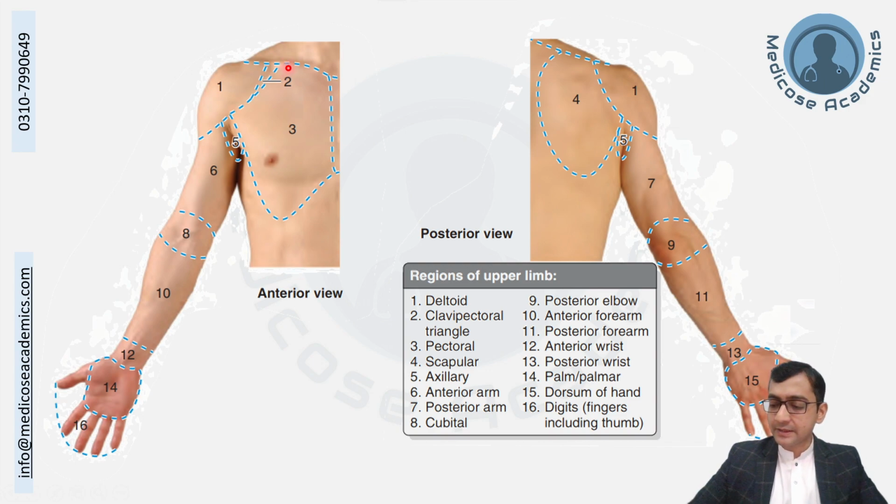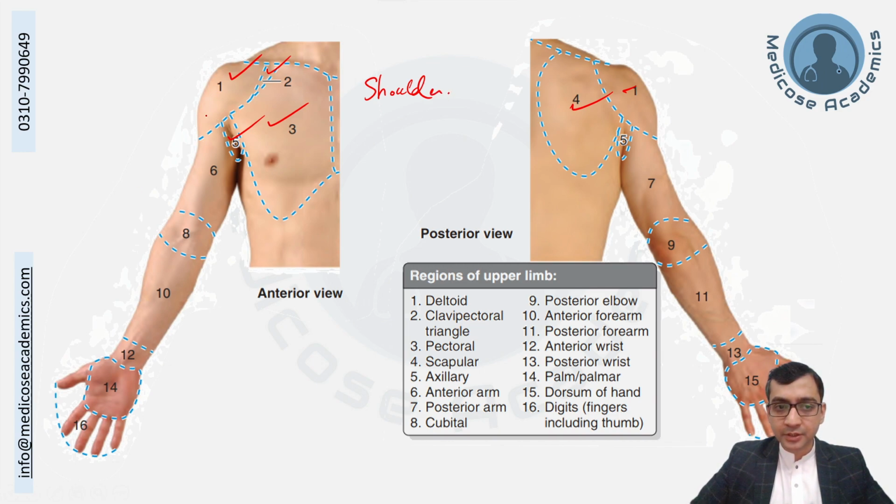So we will be discussing the deltoid region, deltopectoral region, clavipectoral region, pectoral region, axilla, and scapular region. We will discuss them all as one major region, that is the shoulder region.